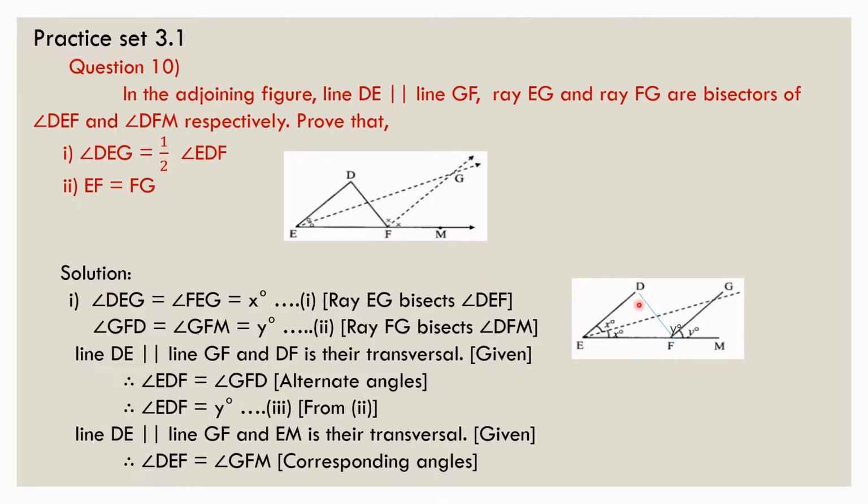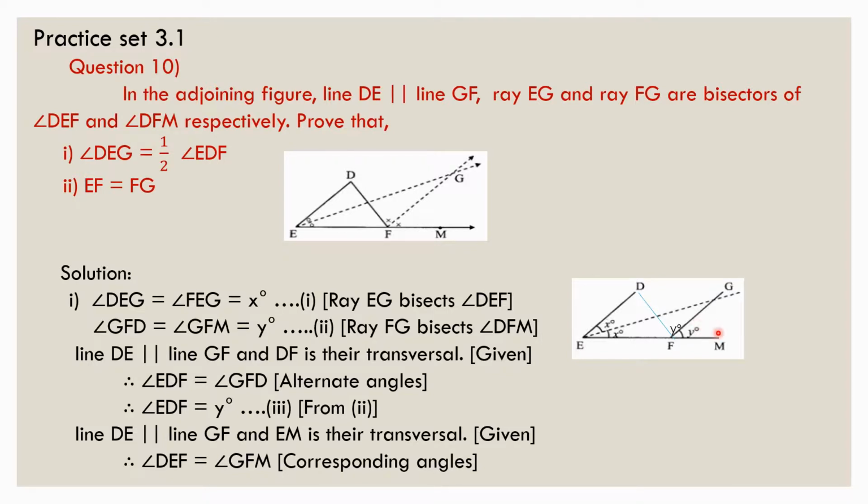Angle DEG is equal to angle FEG is equal to x degrees, because ray EG bisects angle DEF. That is equation number 1. And angle GFD is equal to angle GFM is equal to y degrees, because ray FG bisects angle DFM. That is equation number 2.